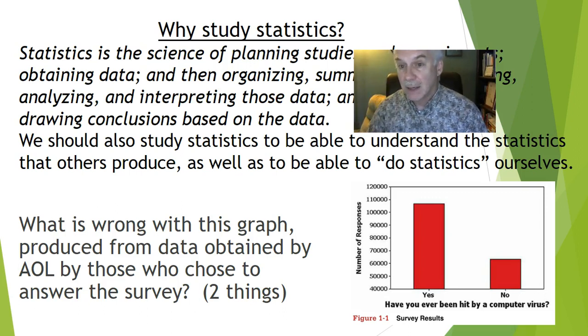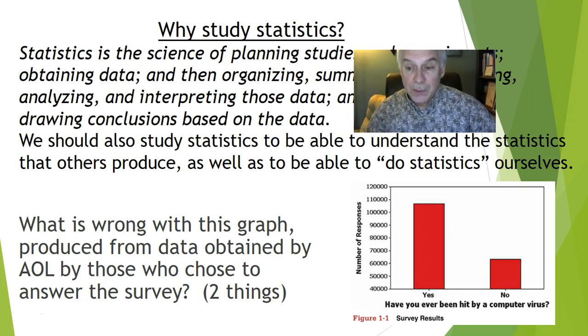Okay. The second thing was, if you look at this graph, there's something fundamentally wrong with the graph. As you see, the bottom of the graph is at 40,000. That's violating a principle of how to make correct graphs. If you're going to have a bar graph like this, where you record how many said yes and how many said no, you need to start at 0. So the bottom of your graph should be 0.